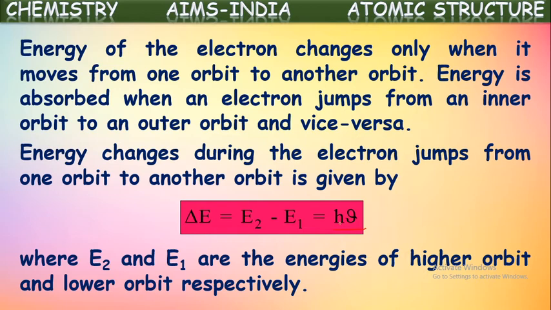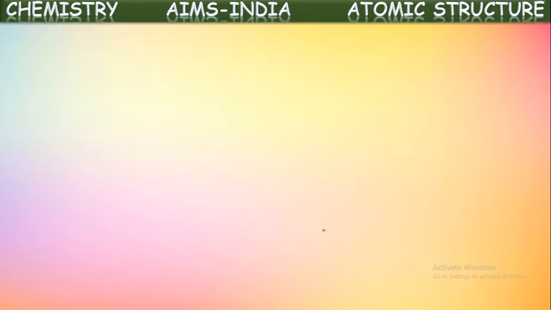Bohr's theory is consistent with Rutherford's model as well as Planck's quantum theory of radiation. Here the energy emitted or absorbed by the electrons while jumping from one orbit to another is consistent with Planck's quantum theory. That is, energy is directly proportional to frequency, or energy is equal to h nu. So the energy absorbed or emitted is equal to h nu, which is given by taking the difference between those two energy levels, that is E2 minus E1.